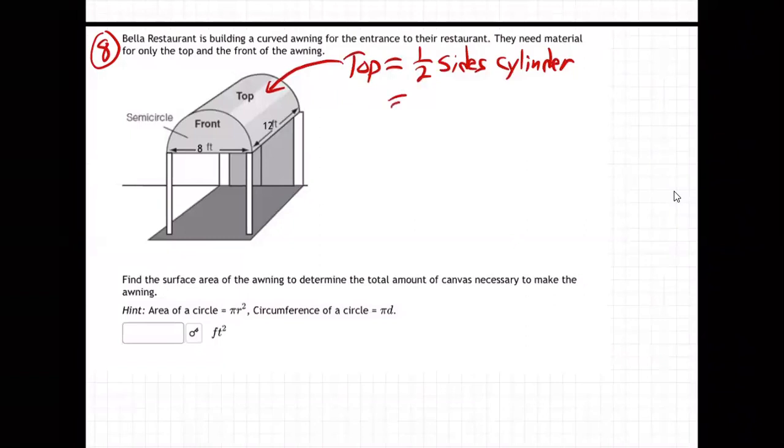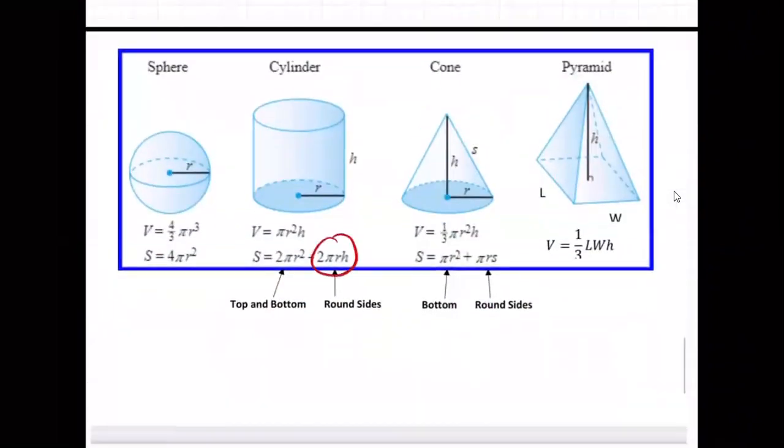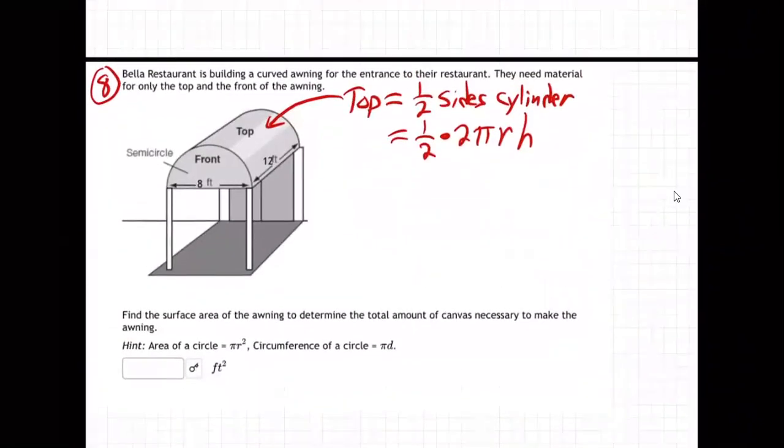So our formula here for the top, it's going to be half. And what's the sides of a cylinder? Times 2 pi rh, right? Half of 2 pi rh, because again, 2 pi rh is the sides of a cylinder. So it's half, right? This is halfway around a soda can. So then this is a half times 2 times pi. What's the r? What's the radius? Well, the radius is from the middle to the edge.